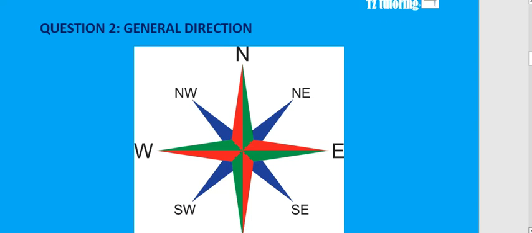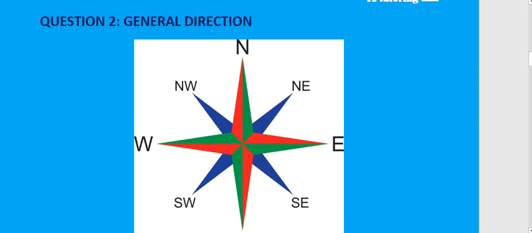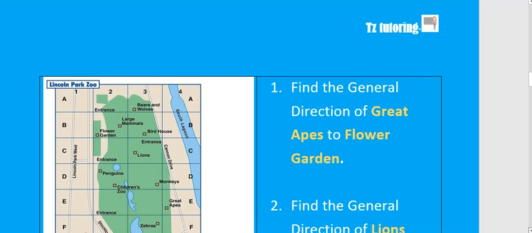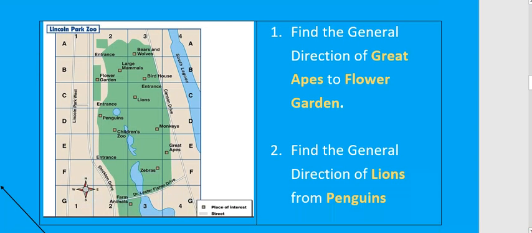Question 2 is the general direction. So in the exams you might also be asked to find a general direction, and of course these questions are looking for you to give the general direction by looking at your compass. Alright, so we use the compass to find the general direction.